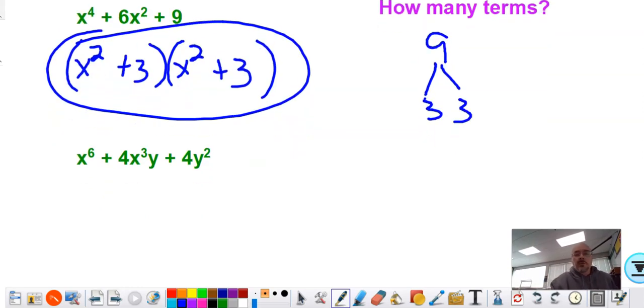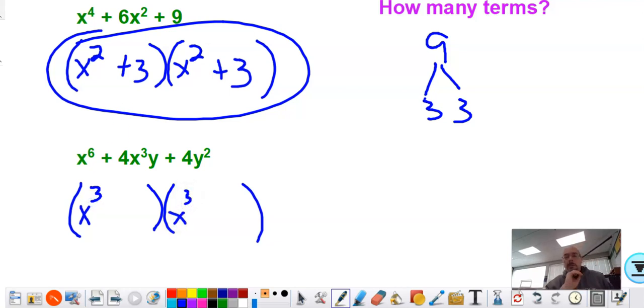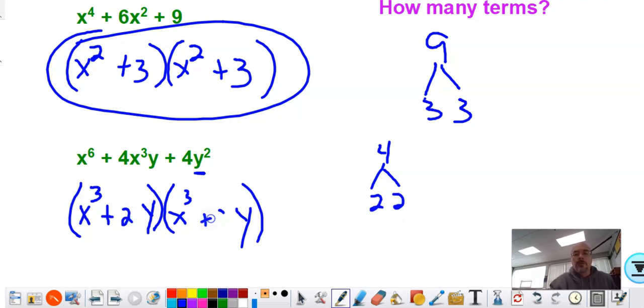Okay, so this one, same process, okay? We've got 3 terms. Notice it's 3 terms now. I want to break it into 2 binomials. And I'm going to break the x to the 6th up into x to the 3rd, x to the 3rd. Now you'll notice that there's a y squared here, ladies and gentlemen. You're just going to split that into y and y. And then factors of 4 that add up to 4. Well, that's 2 and 2. So plus 2y plus 2y. And that one's done.